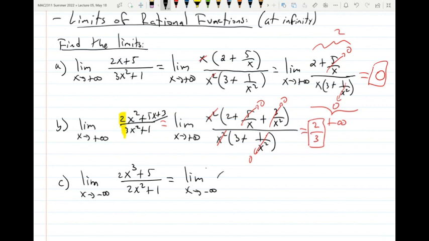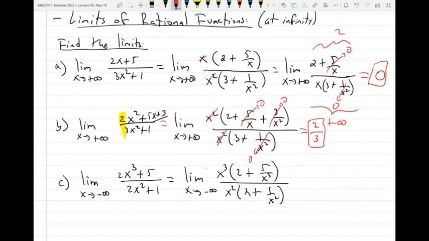and again, I'm going to do the same thing. I'm going to take out my x cubed. So I get 2 plus 5 over x cubed. And then here I take out my x squared. So I get 2 plus 1 over x squared. Notice that because the top now has a larger degree, what's going to happen is that after you simplify, there will remain an x in the numerator. Yes?